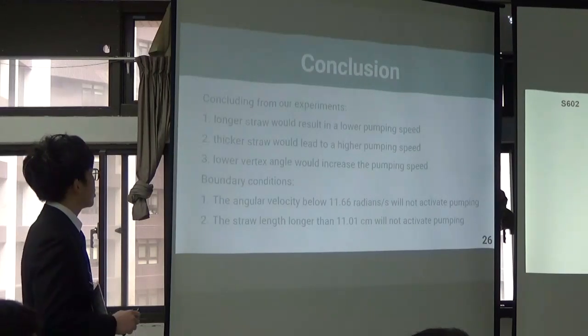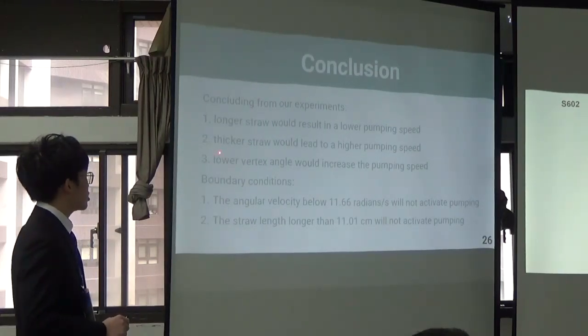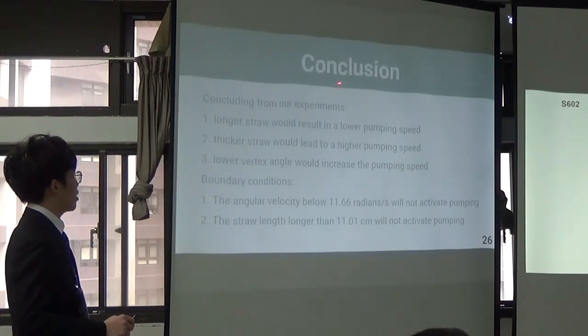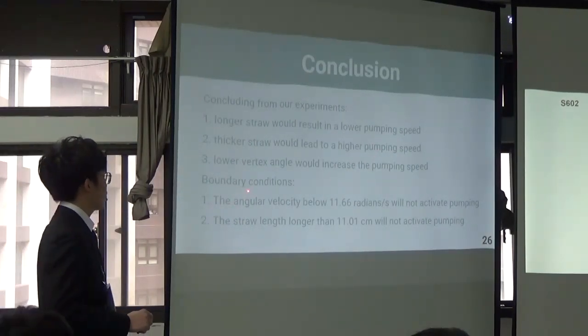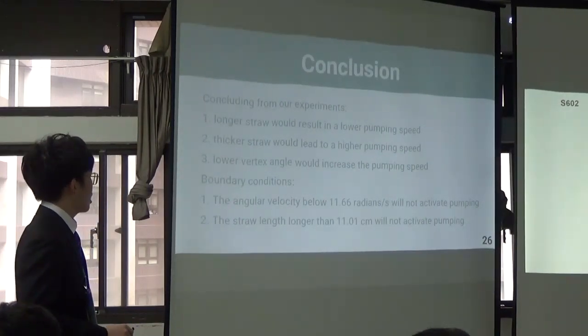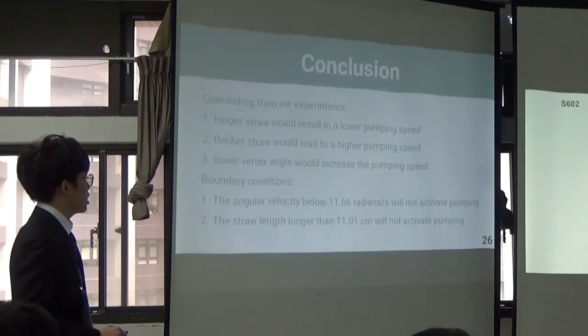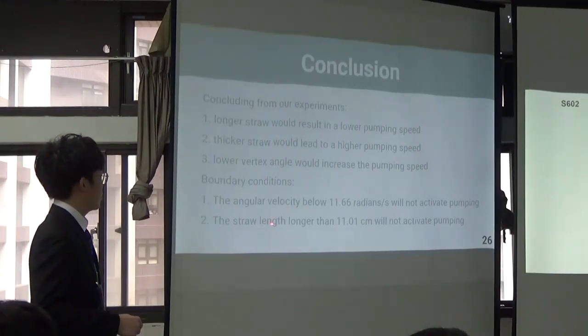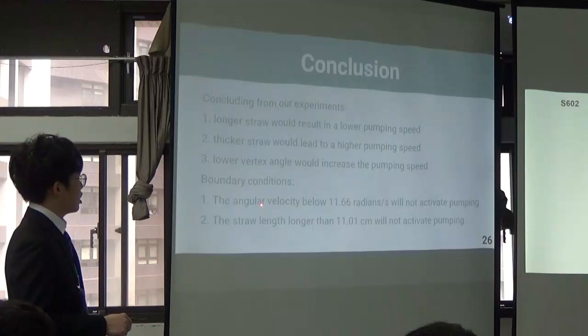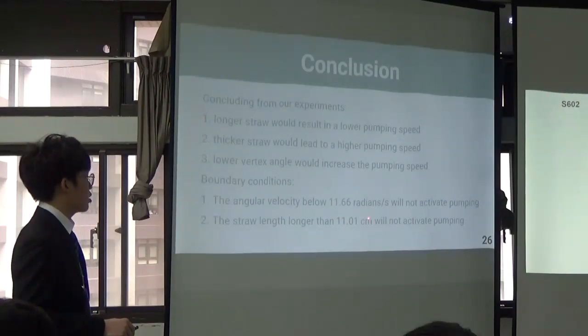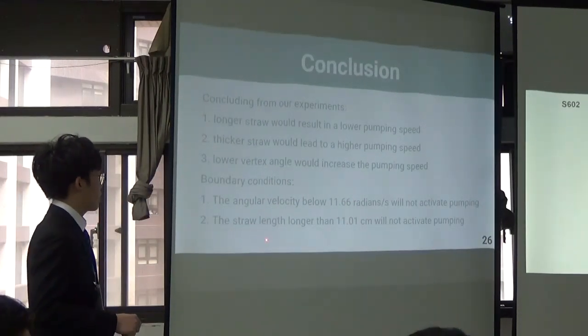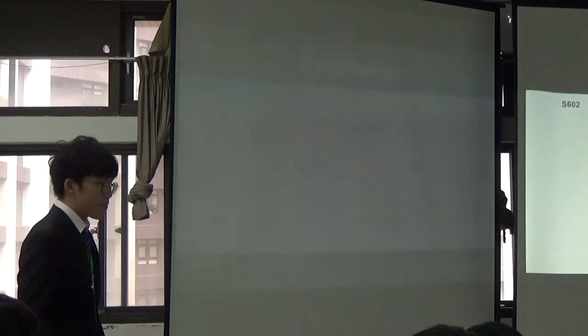So in conclusion, with a longer straw we have lower pumping speed. Thicker, we have higher pumping speed. And with a lower vertex angle, we will increase the pumping speed. And the boundary conditions were mentioned before: the angular velocity below 11.66 radians per second, and the straw length longer than 11.1 centimeters. Thank you.